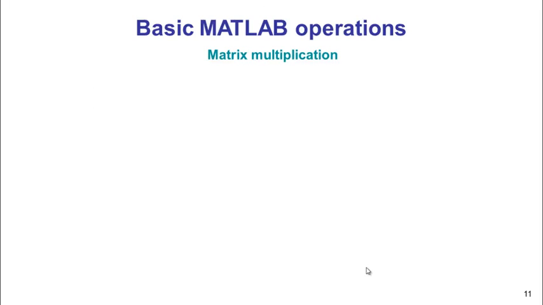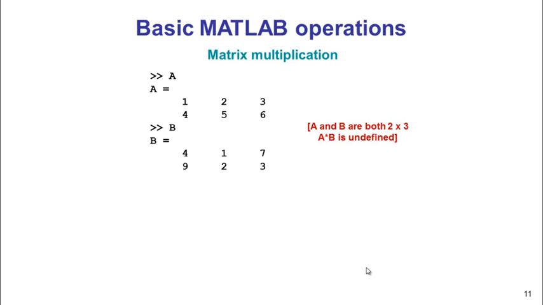Now we can understand how matrix multiplication works mathematically and how it works in MATLAB. Again, if we have A as a 2 by 3 array and B is a 2 by 3 array, then we cannot multiply a 2 by 3 array by a 2 by 3 array. So since A and B are both 2 by 3 in this case, A times B is undefined. We'll get an error if we try to do that.